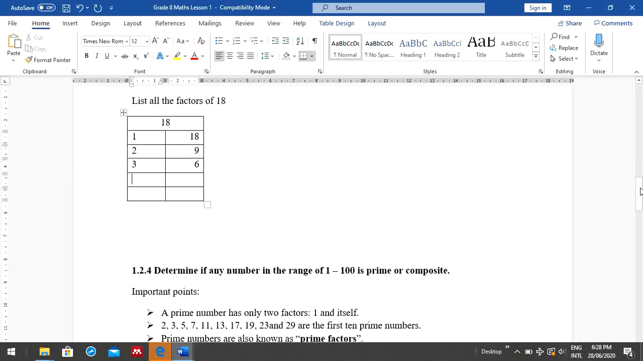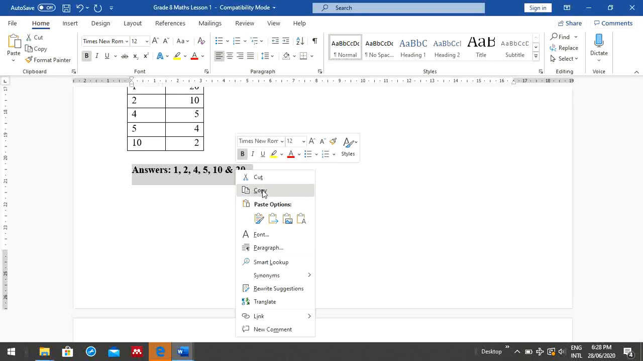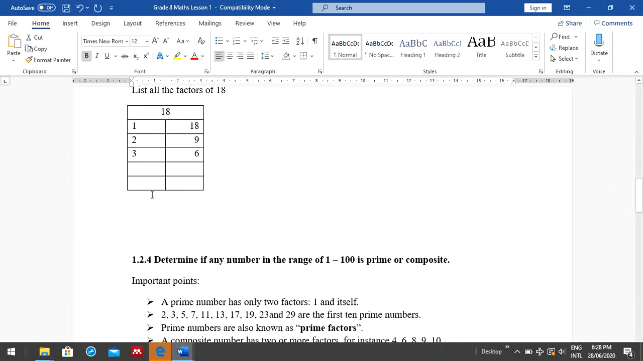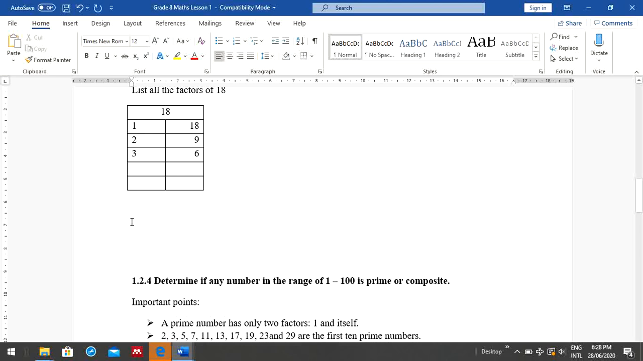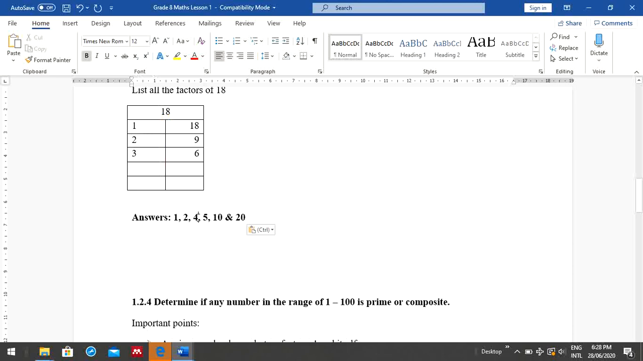So the answer, if you can just allow me to do this again so that I don't have to start over. All right, there we go. I paste. So the factors of 18 are 1, 2, 3, 6, 9, and 18 itself.